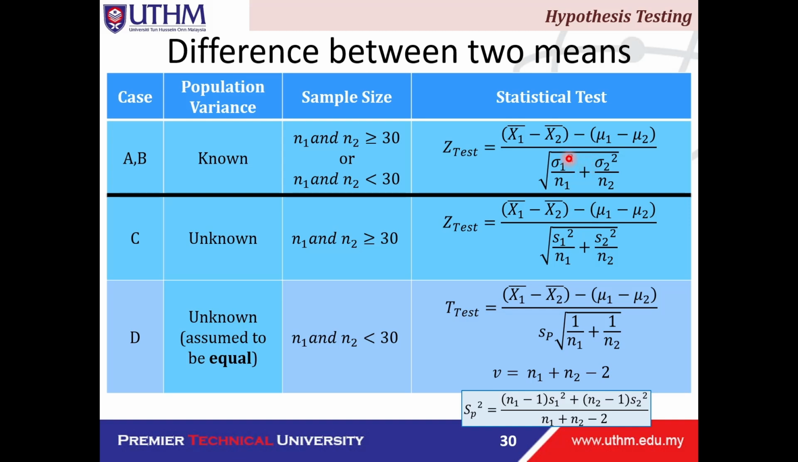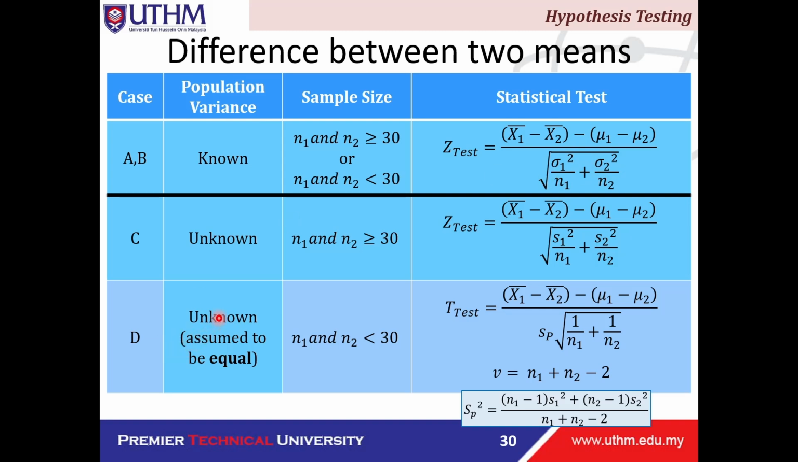In the second case, the population variance is unknown. However, both N1 and N2 are greater than or equal to 30. Then we can replace the variance of the population with the variance of the sample. So sigma is replaced by the variance of the sample, S squared, so S1 squared and S2 squared. So they differ by here.